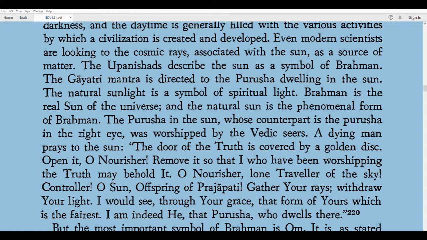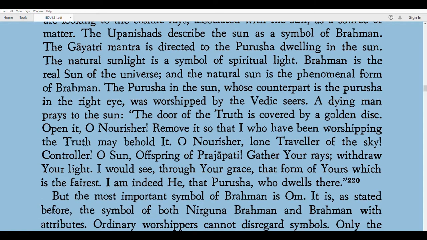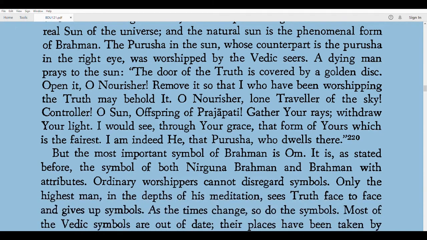A dying man prays to the sun: The door of the truth is covered by a golden disc. Open it, O nourisher, remove it so that I who have been worshipping the truth may behold it. O nourisher, lone traveler of the sky, controller, O sun, offspring of Prajapati, gather your rays, withdraw your light. I would see through your grace that form of yours which is the fairest. I am indeed he, that Purusha who dwells there.